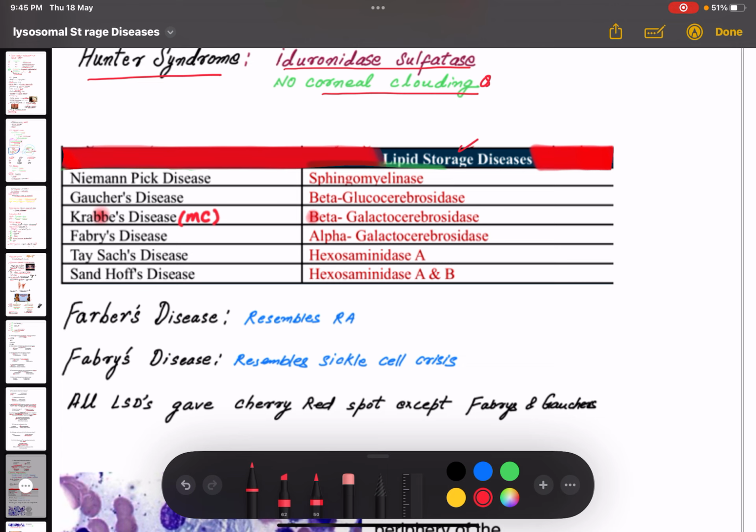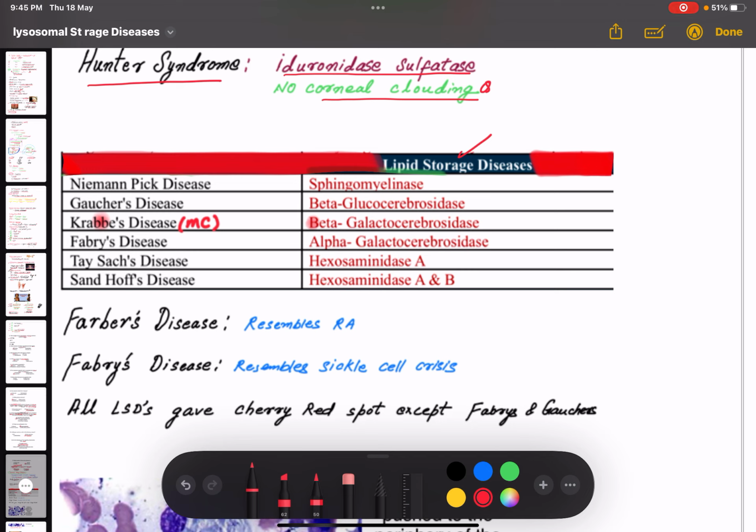Now let's see the lipid storage diseases. There are different types, like Niemann-Pick disease, Gaucher's disease, Krabbe disease, Fabry's disease, Tay-Sachs disease, Sandhoff's disease. The enzyme deficiency is very important. Try to remember these enzymes. Niemann-Pick disease is due to deficiency of sphingomyelinase. Gaucher's is due to deficiency of beta-glucocerebrosidase. Krabbe is due to beta-galactocerebrosidase.